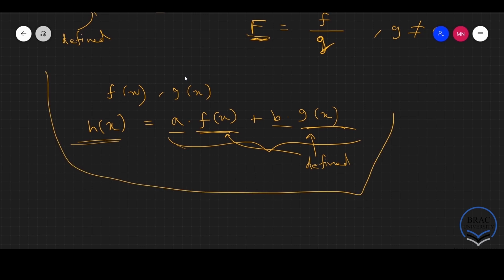Right, so that's all for the introduction of functions. In the next class, we will take a look at how to graph some of the functions that we have covered in this class.